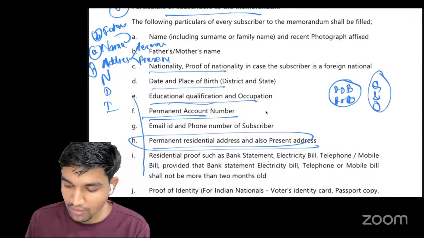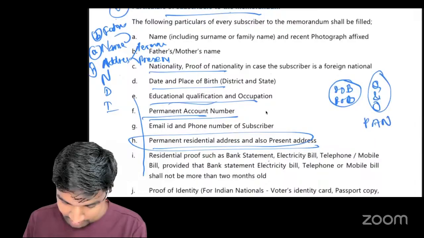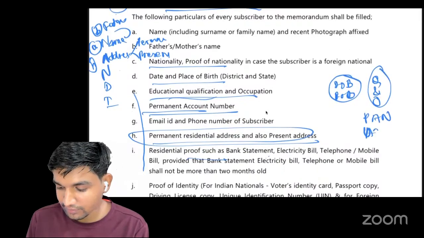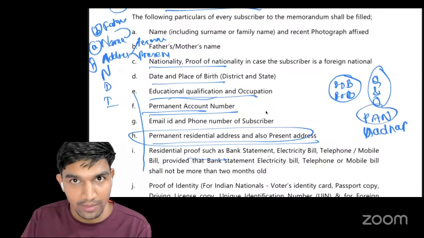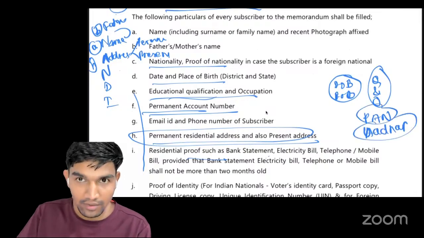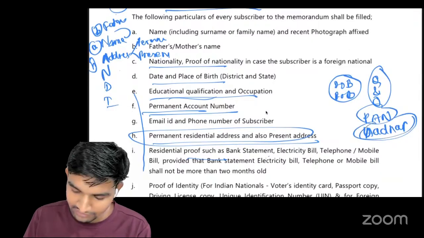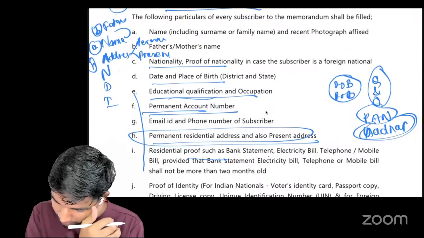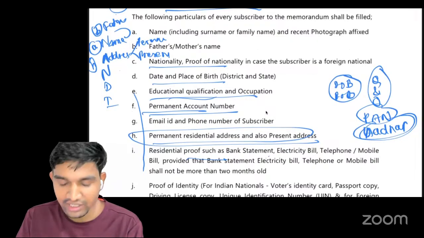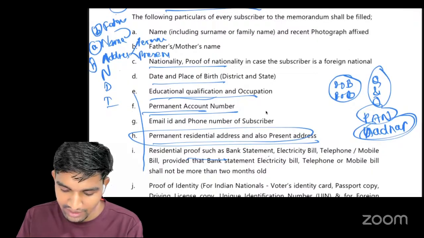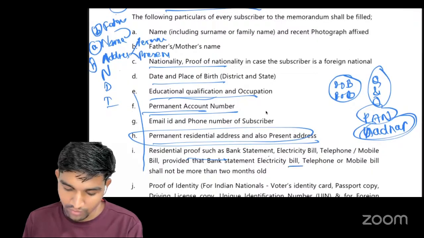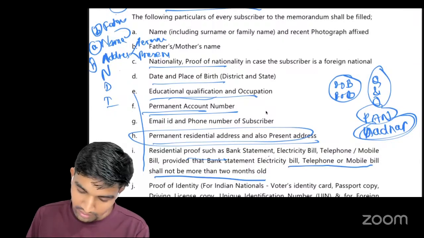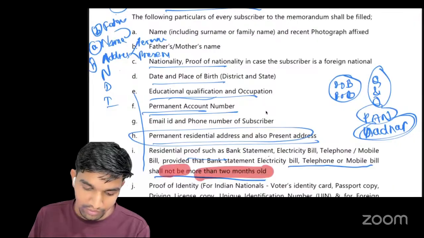the permanent account number, PAN, and residential proof, so PAN and Aadhaar. Here he has to give the PAN number, the permanent account number, then he has to give Aadhaar as a residential proof. Aadhaar is the residential proof, and then you can use a bank statement, electricity bill, and telephone or mobile bill provided the bank statement or telephone or mobile bill shall not be more than 2 months old. Okay, so this is also important.